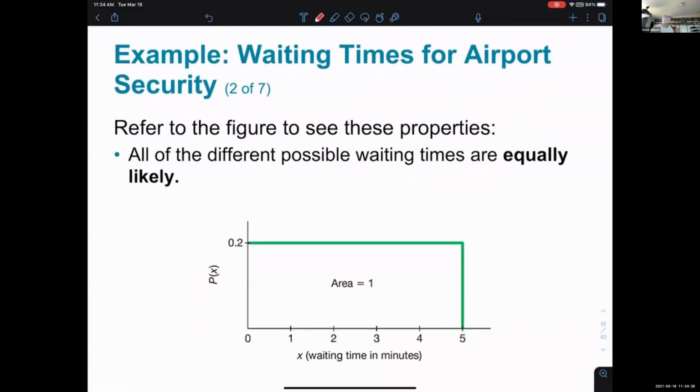So this is an example of a density curve, and it's modeling the uniform distribution for X being the values of waiting times in minutes, which have a minimum of 0 and a maximum of 5. And they say how long somebody will have to wait before getting help in the 0 to 5 range. All the possible times in that range are exactly equally likely. So it says, refer to the figure, see these properties, all of the different possible waiting times are equally likely. And you could basically see, because there's a 0.2 is the sort of expected waiting time for any period of time between 0 and 5. So how do we work with this?